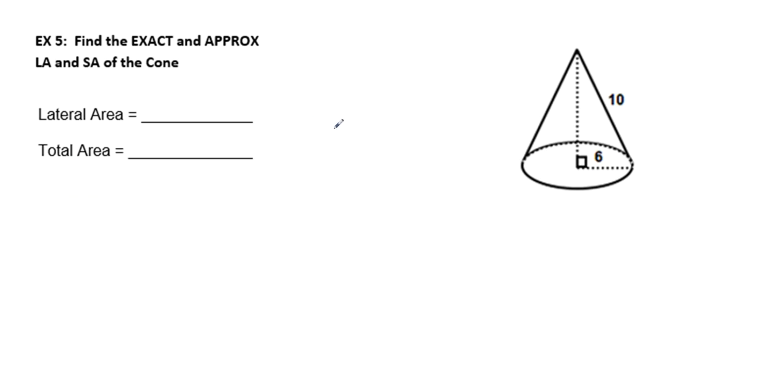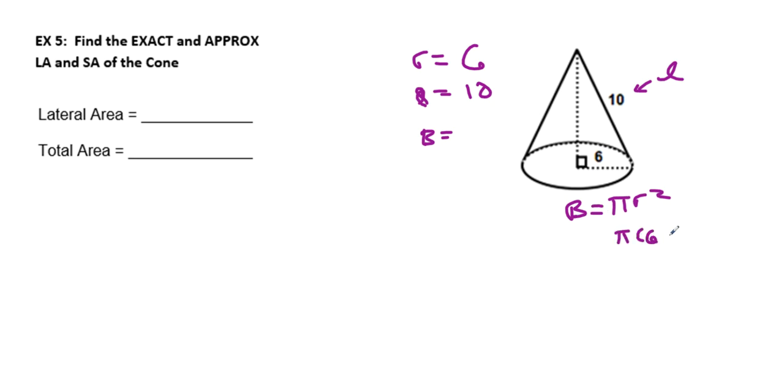So again, plug and play formulas, but I want you to do this. Every single problem, I want you to write down your radius. I want you to write down your L, and I want you to write down the area of your big B as base. Okay? So your R radius is 6. Your L is right here. This is L, so that's 10. And area of the base is just pi r squared, which is pi times 6 squared, which is equal to 36 pi.